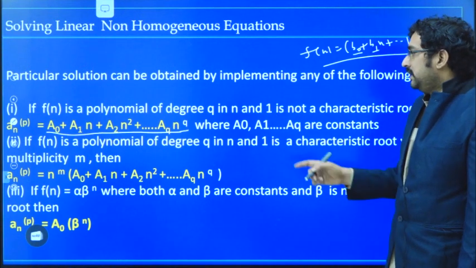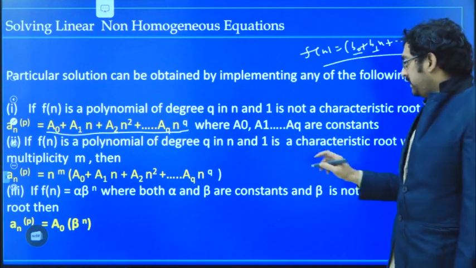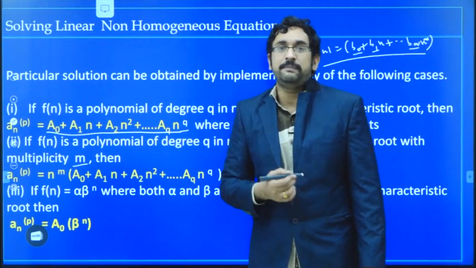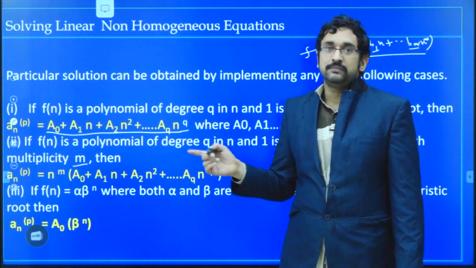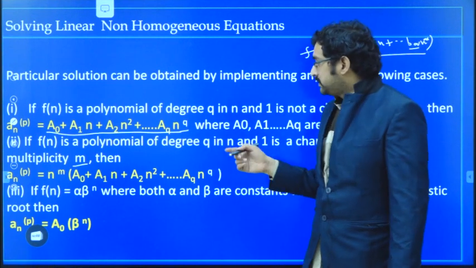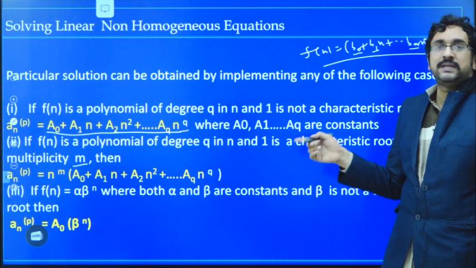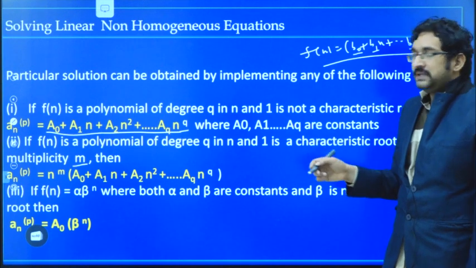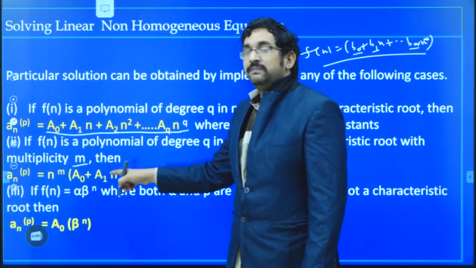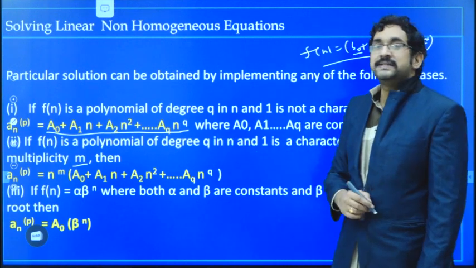See the second case: if f(n) is a polynomial of degree q in n and 1 is a characteristic root with multiplicity m. What do you mean by multiplicity? Repetition of the root. For example, m equal to 2 means root 1 appeared 2 times. So if f(n) is a polynomial of degree q and 1 is a characteristic root of multiplicity m, then the particular solution will be like this: n^m into (a0 plus a1 n plus and so on, aq n^q). This is for the second case.